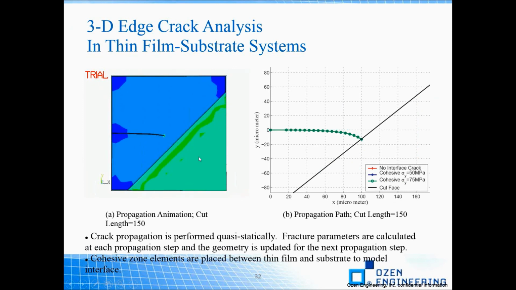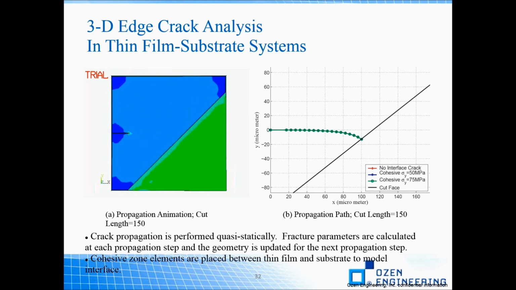The animation on the left-hand side is showing the crack propagation in this silicon oxide thin film under thermal strain loading conditions. Here in this case, ANSYS Mechanical APDL was used to perform these analyses, where the crack propagation is handled within a global loop. Each propagation step is handled under a quasi-static assumption, where fracture parameters are calculated at each step and the geometry and mesh are updated for the next propagation step consecutively.